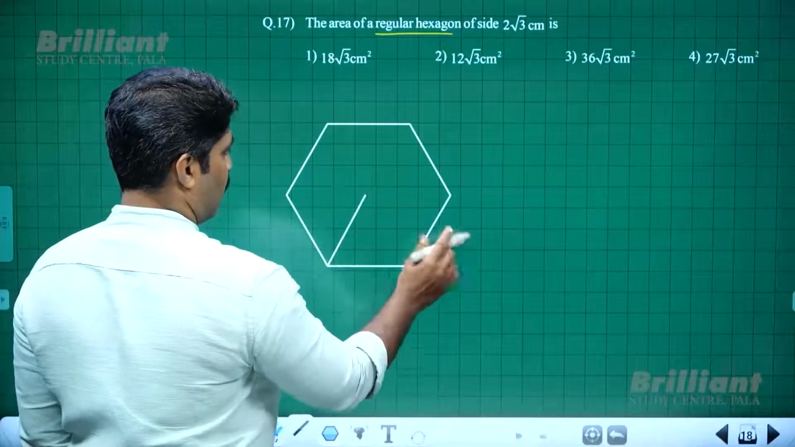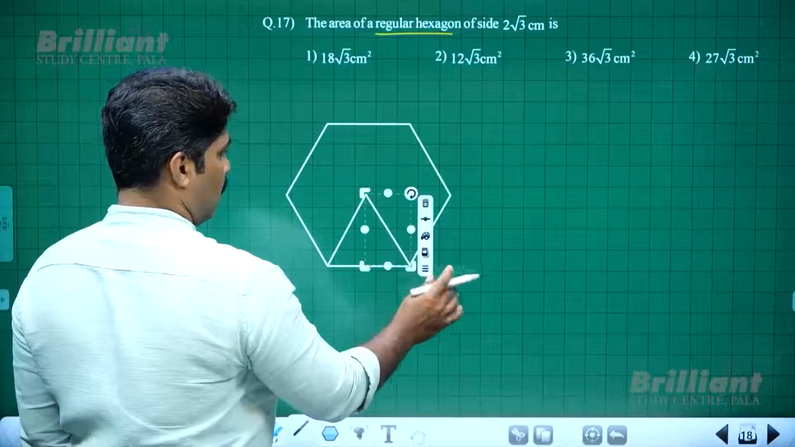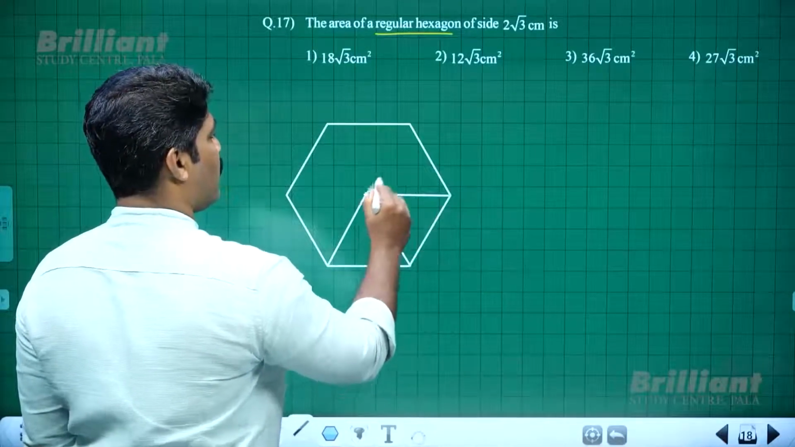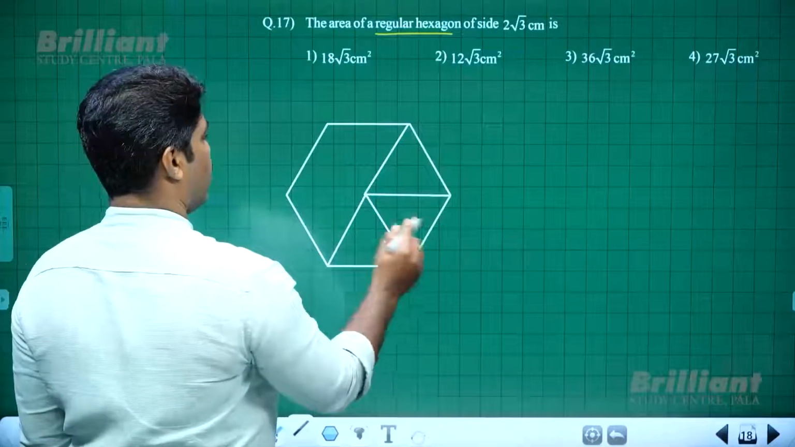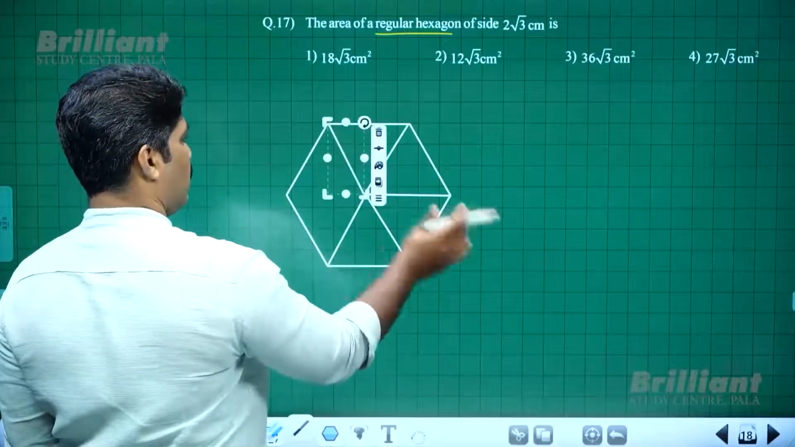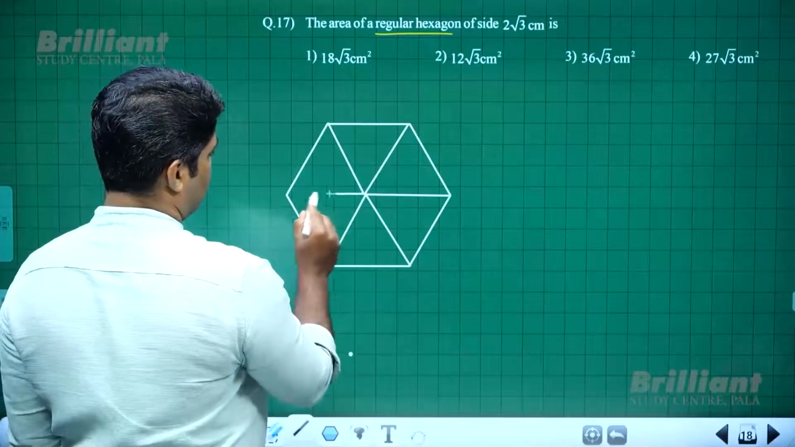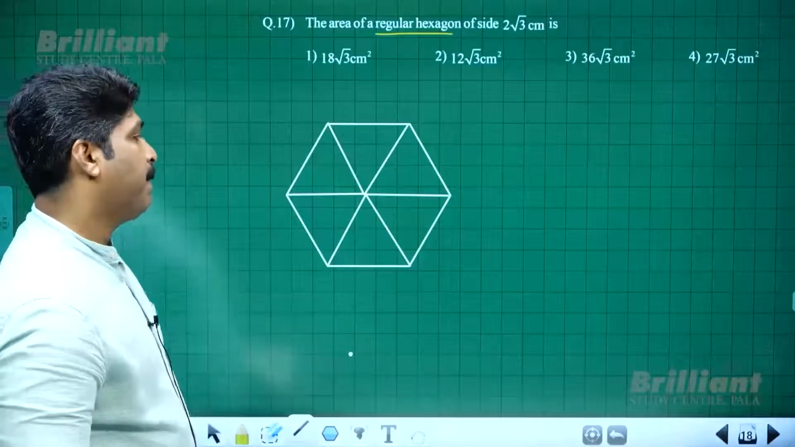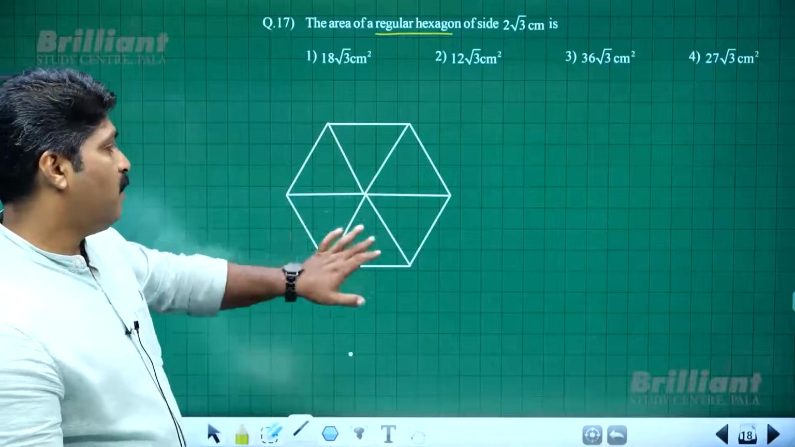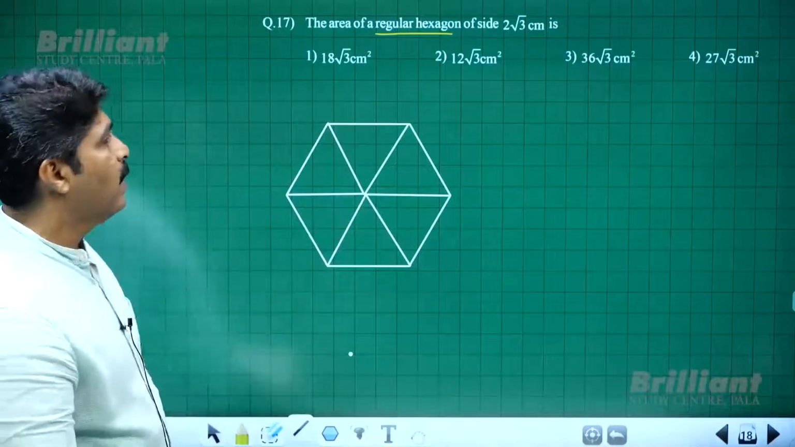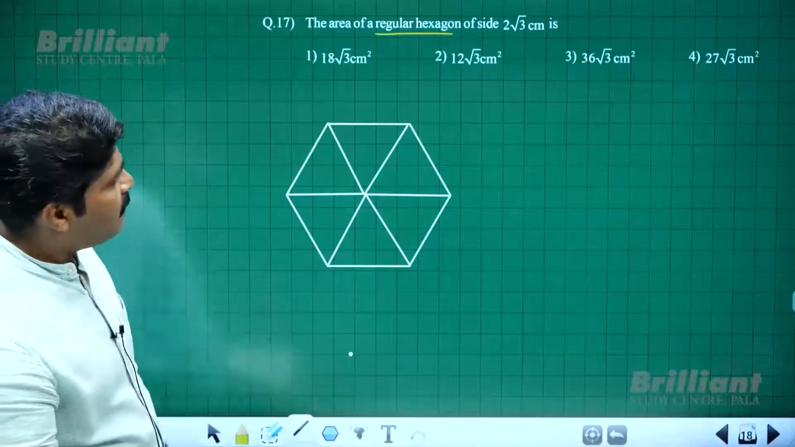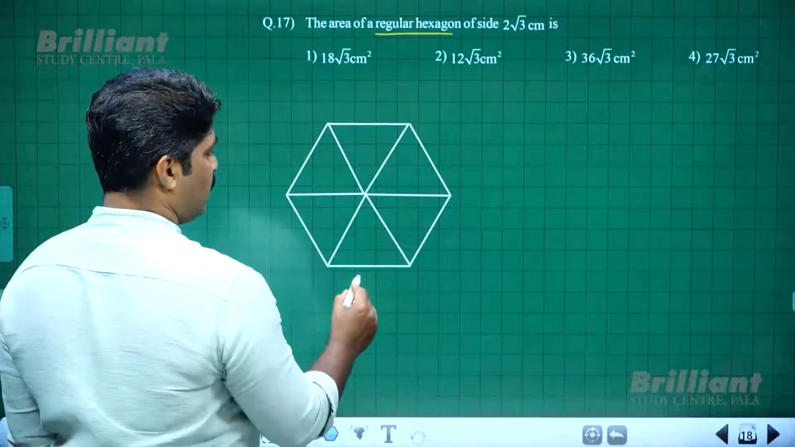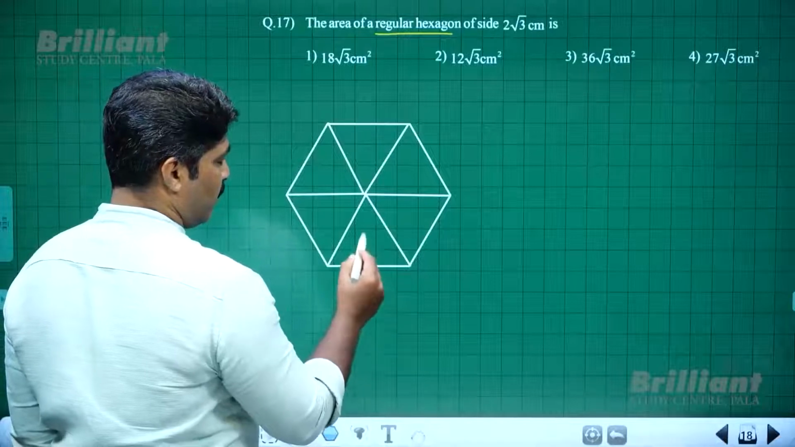So it's basically the joining figure of 6 equilateral triangles. Clear? We have 6 equilateral triangles. So 1, 2, 3, 4, 5, 6. It is given that its one side is 2 root 3 centimeter.